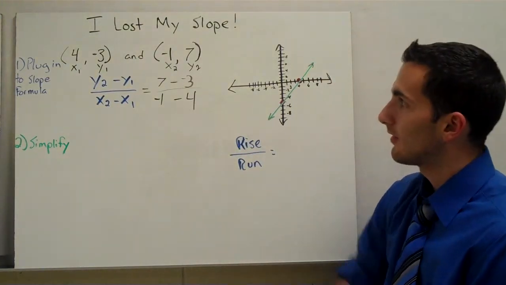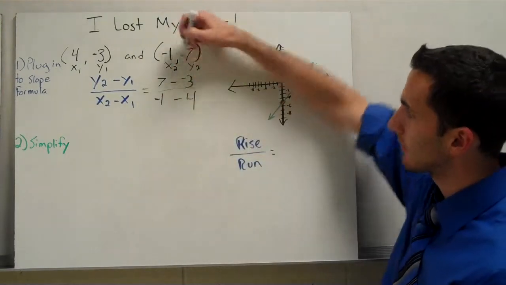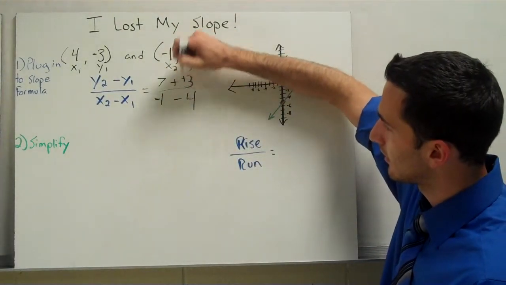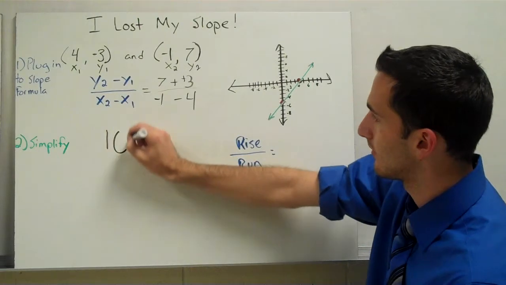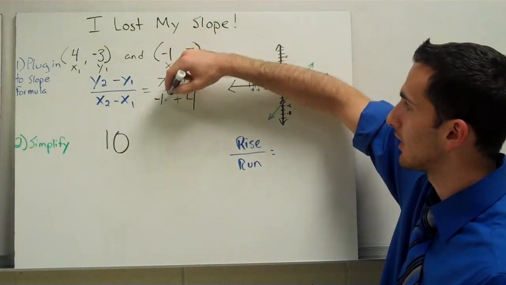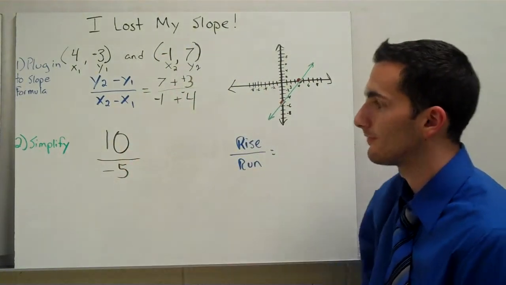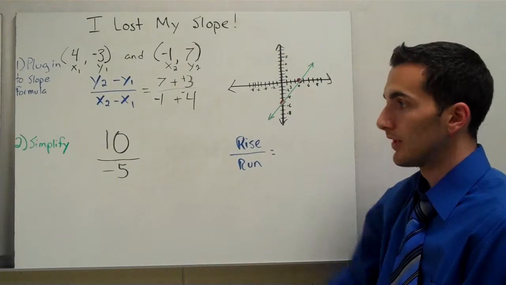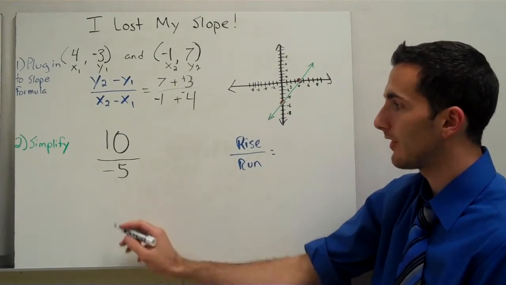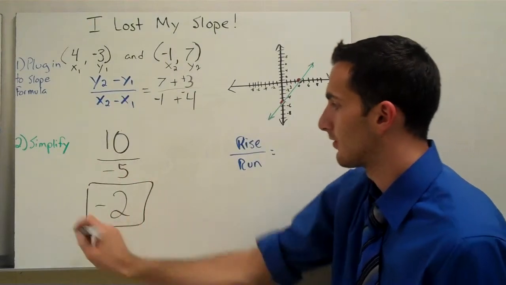Okay, moving down, we need to simplify this. 7 minus negative 3, we have to keep change. That's going to give me 10. Negative 1 minus 4, again we're going to keep change. Negative 1 plus negative 4 gives me negative 5. We have to keep simplifying. 10 over negative 5 is going to give me negative 2, and that is my slope.